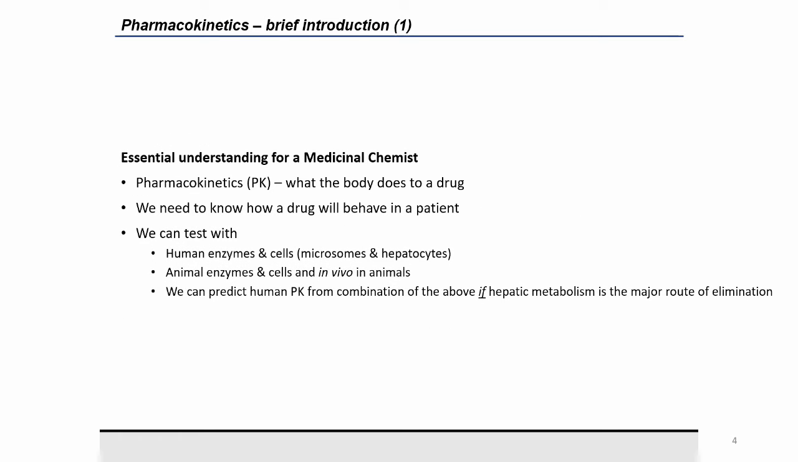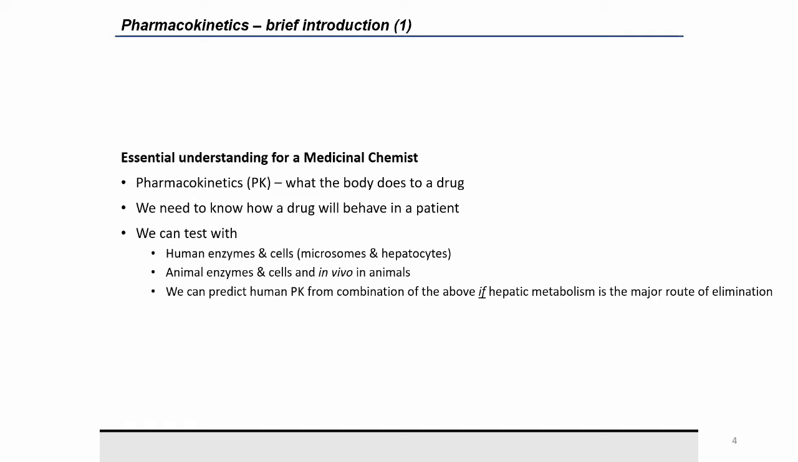To start this section, I want to begin with a brief introduction to pharmacokinetics. It's absolutely essential for medicinal chemistry to understand pharmacokinetics, at least in broad terms. So pharmacokinetics can be defined as what the body does to a drug. We need to know how our drug will behave in a patient. We obviously can't test everything in patients, so we need to predict that.